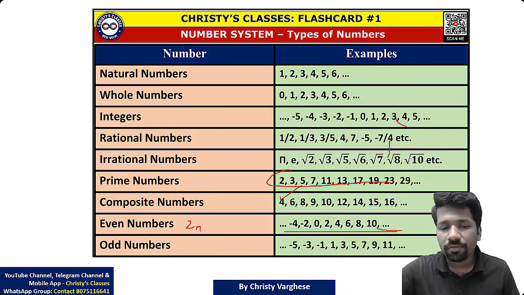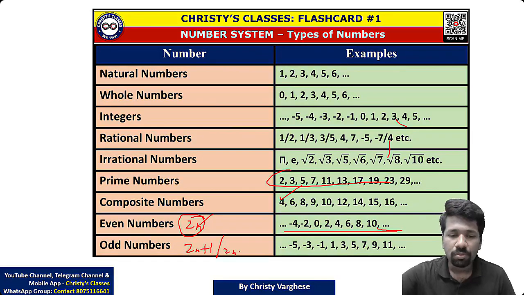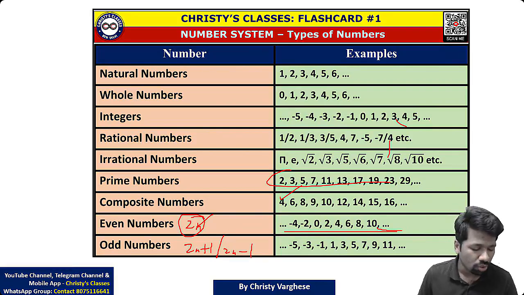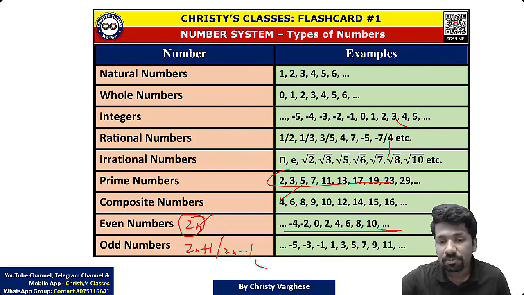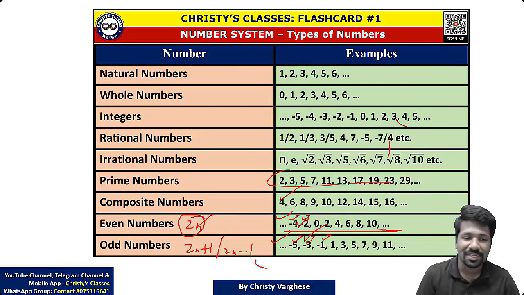Numbers of the form 2n are called even numbers, where n is an integer. Numbers of the form 2n plus 1 or 2n minus 1 are called odd numbers. So the difference between odd and even is clear? But please understand, some people believe even numbers start from 2 or 0. That is wrong. Negative numbers may be even and odd. Minus 2, minus 4, minus 6, etc. are even numbers. Minus 1, minus 3, minus 5, minus 7, etc. are odd numbers also. Please understand that.